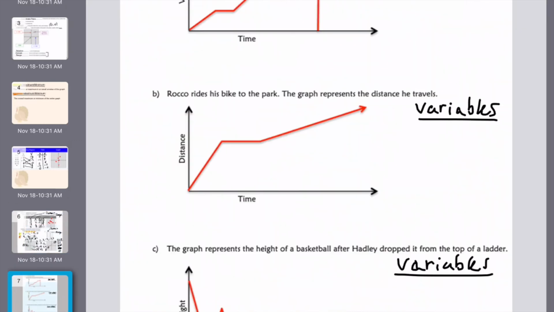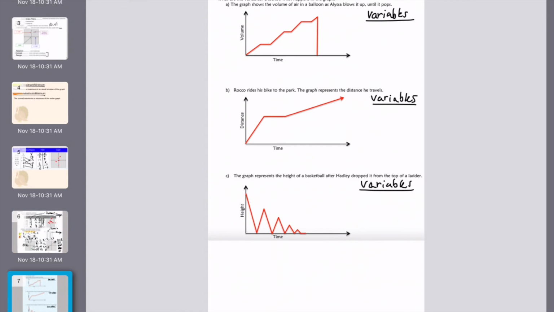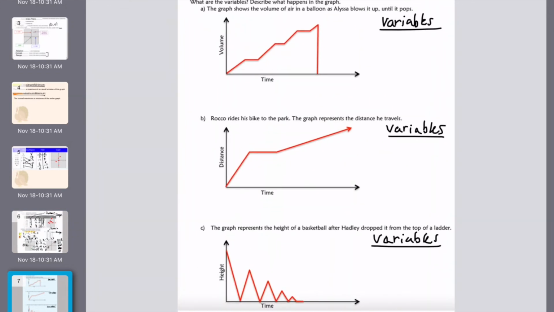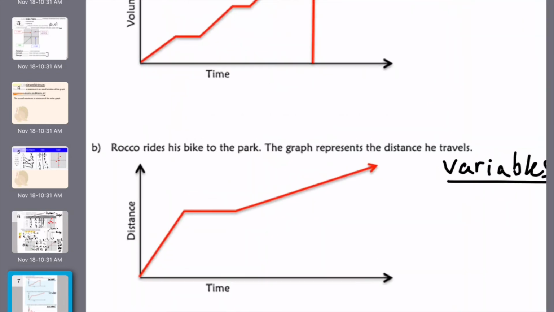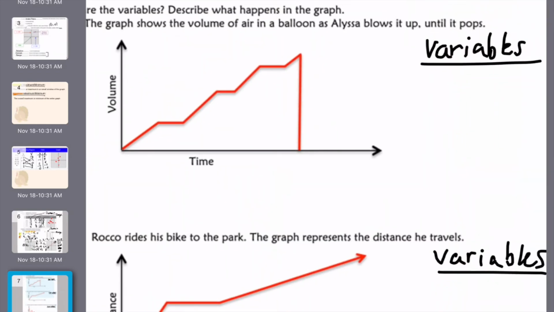So I've got a couple more examples here. Let me zoom out here. In this last example, I'm just going to do part 1. What are the variables? Describe what happens in the graph. So the first graph, A, the graph shows the volume of air in a balloon as Alyssa blows it up until it pops. So this is where it's really important for us to look at the graph and section it off. I see that my variables are volume and time.